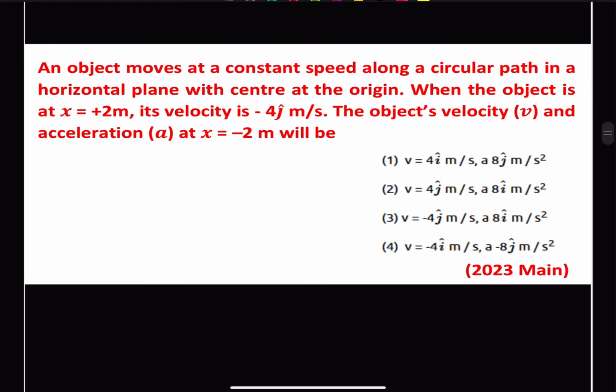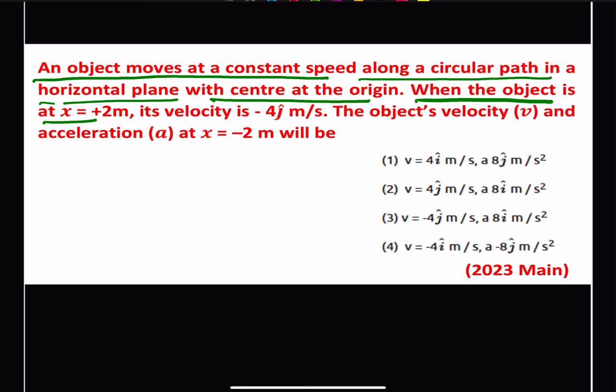It states that an object moves at a constant speed along a circular path in a horizontal plane with its center at origin. When the object is at x is equal to plus 2 meter, its velocity is minus 4 j unit vector. The object's velocity v and acceleration a at x is equal to minus 2 meter will be.